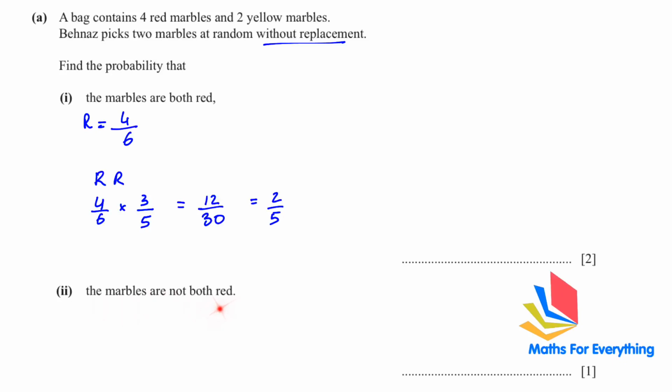Next, the marbles are not both red. The total probability of something happening is 1. So probability of something happening and not happening is equal to 1. The marbles are not both red, so from 1 we are going to subtract 2 over 5, which is 3 over 5. That's our answer.